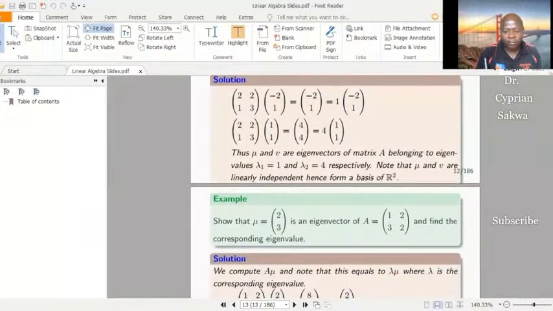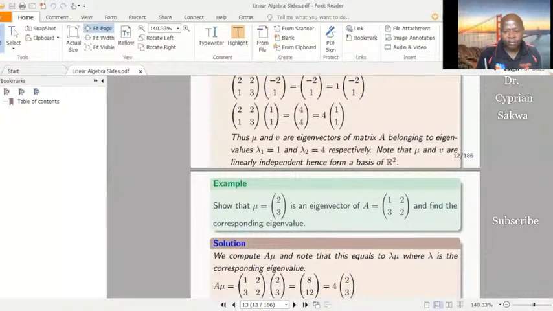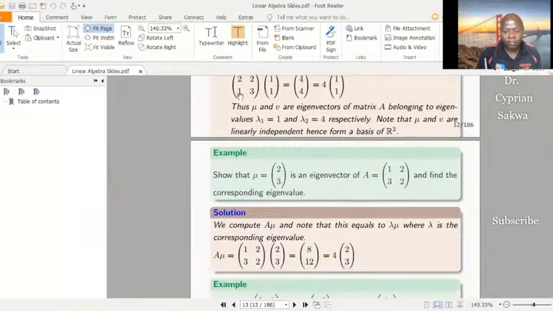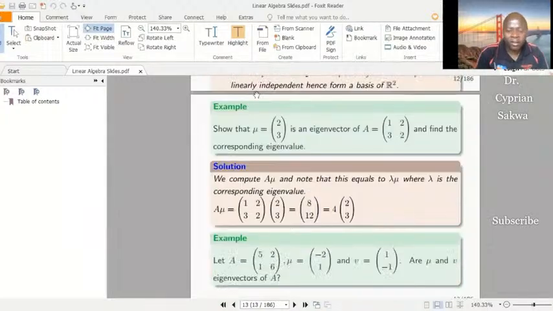Now, another example. I want you to understand this notion of eigenvalues and eigenvectors before we even go into calculating. The question here: show that this is an eigenvector of this matrix and find the corresponding eigenvalue. The same reasoning as above: just multiply this and this. When you multiply these two, you get 8, 12.